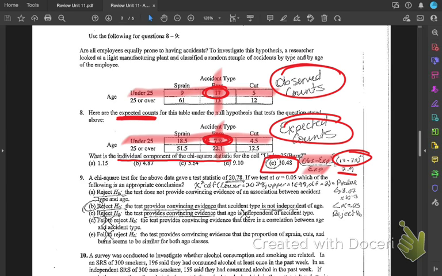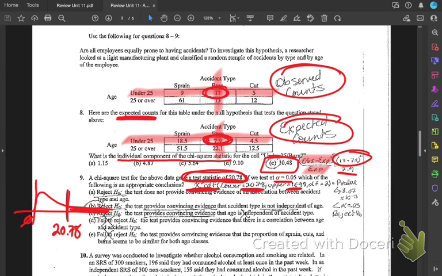A chi-squared test for the above data gives a test statistic of 20.78. If we test at alpha equals 0.05, which of the following is the appropriate conclusion? In order to make a conclusion, I need a p-value. When you are given the chi-squared test statistic, you can get the p-value by using chi-squared CDF. It's going to ask me for the lower boundary. The lower boundary is the chi-squared value. The upper boundary is infinity. Remember, we always are going from 0 to infinity here. And so our chi-squared test statistic is 20.78, and we're finding this particular area here, which will be the p-value.